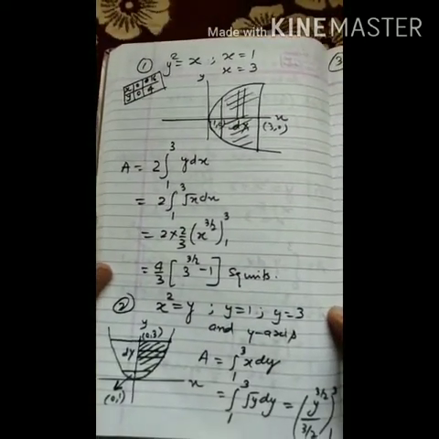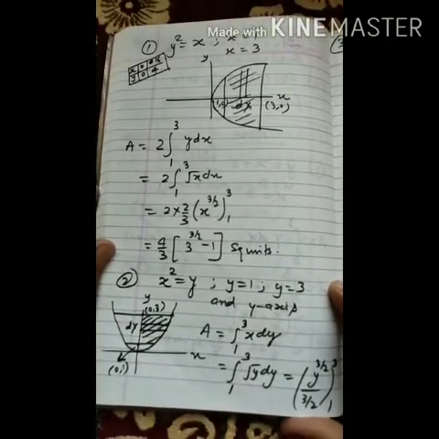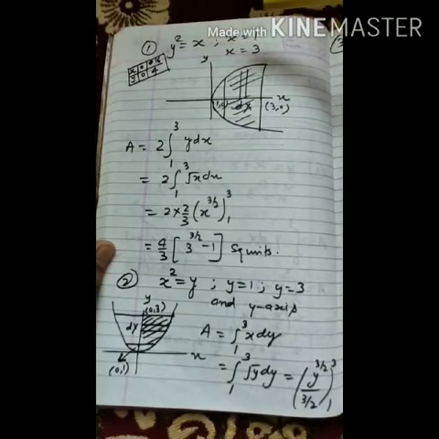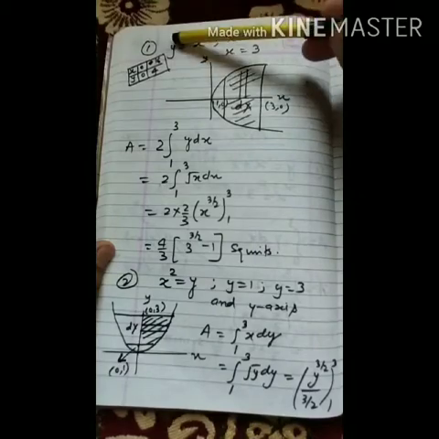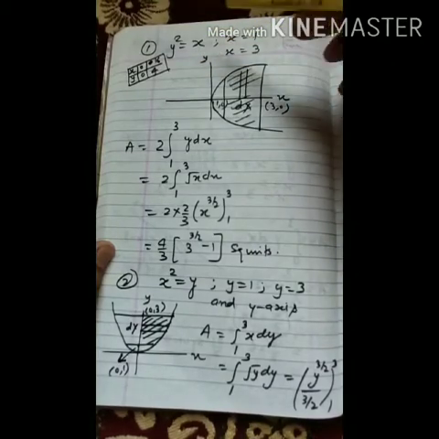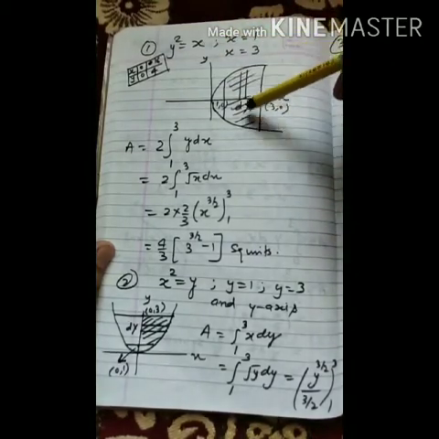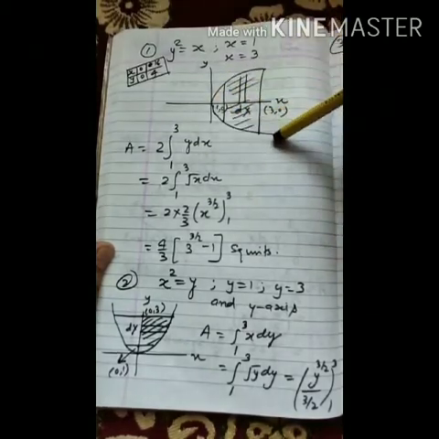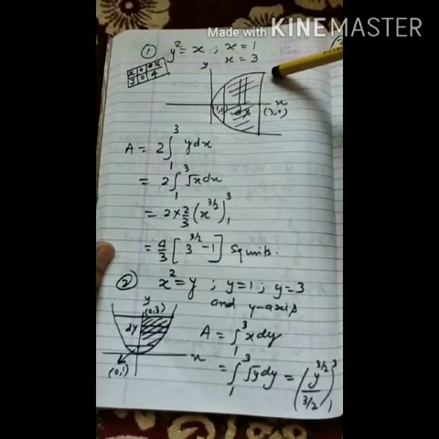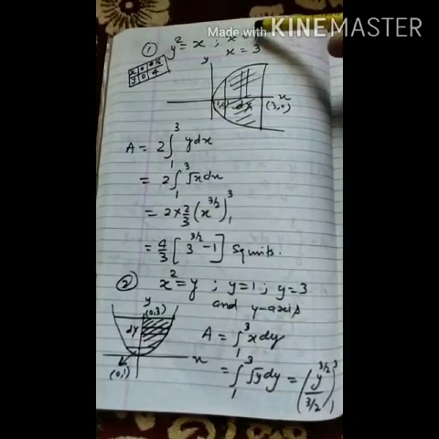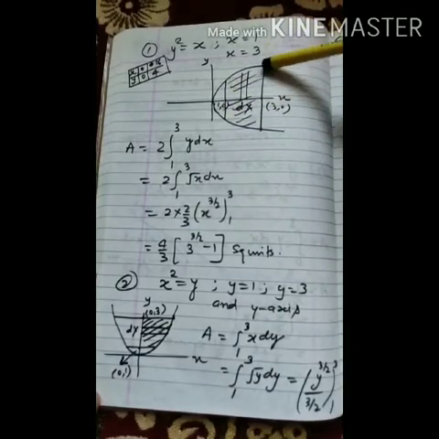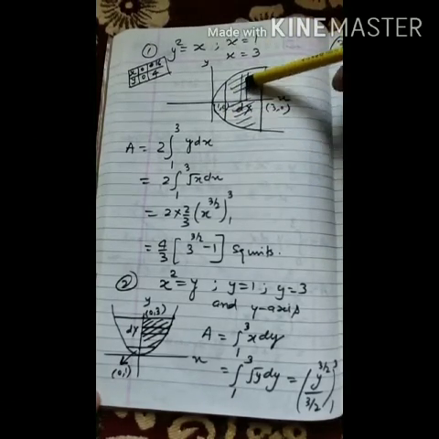Now comes to the next question. Find the area bounded by y square equal to x, x equal to 1 and x equal to 3. So y square equals x is a parabola which passes through origin and is symmetrical about x-axis. So this is the curve parabola y square equal to x, and this is the line x equal to 1 and x equal to 3. Now we have to find this whole area.